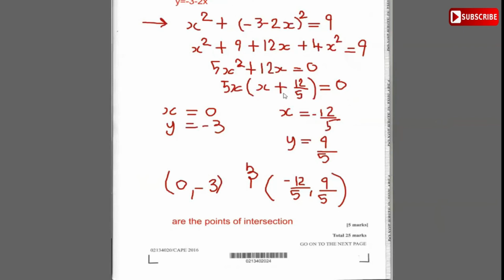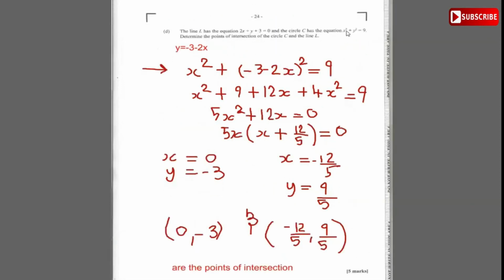Okay. Now that we have this, let's see what's going on now. So the next part of the question. Oh, before we finish, let's just check it back. Just want to check to make sure the answer is correct. So minus 12 over 5 squared plus 9 over 5 squared. That's 9. Yep, the equation is correct. The points of intersection are correct. All right.